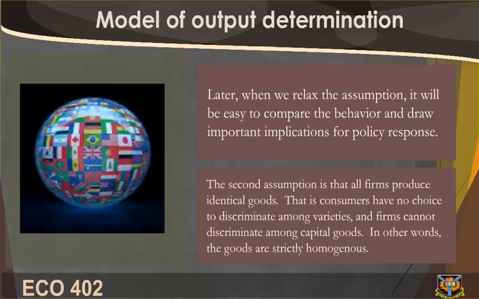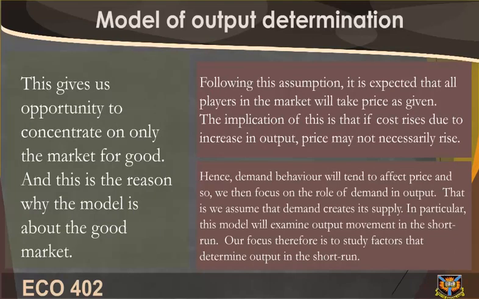The second assumption is that all firms produce identical goods. That is, consumers have no choice to discriminate among varieties, and firms cannot discriminate among capital goods. In other words, the goods are strictly homogeneous. This gives us opportunity to concentrate on only the market for goods, and this is the reason why the model is about the goods market.